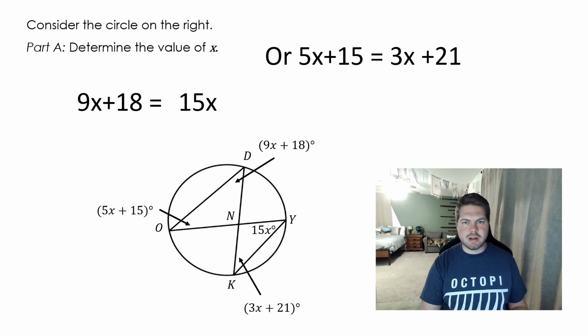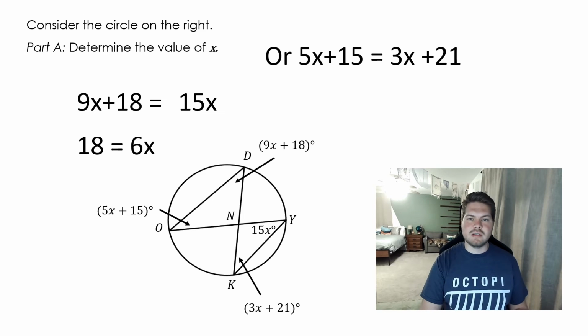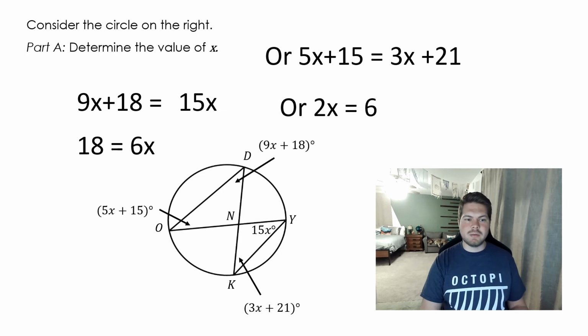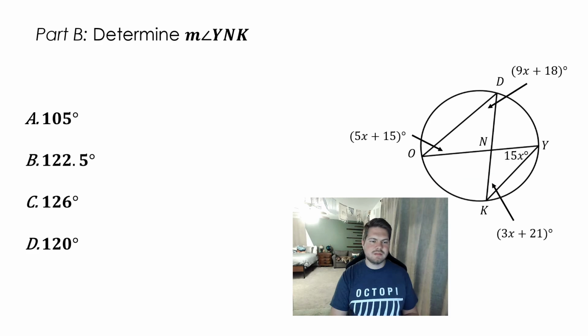So we're going to slowly try to get x by itself. If you did this first equation, you could subtract 9x on the other side, and you'll get 18x equals 6x. If you did this other equation, bring the 3x over, 15 to the other side, and you get 2x equals 6. Either way, once you divide, you get x equals 3. Now we can use this to solve for our next couple questions.